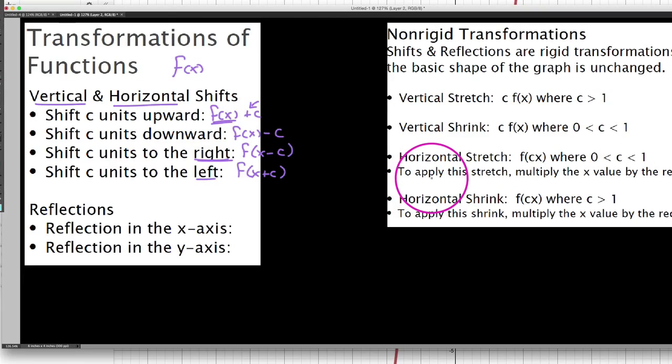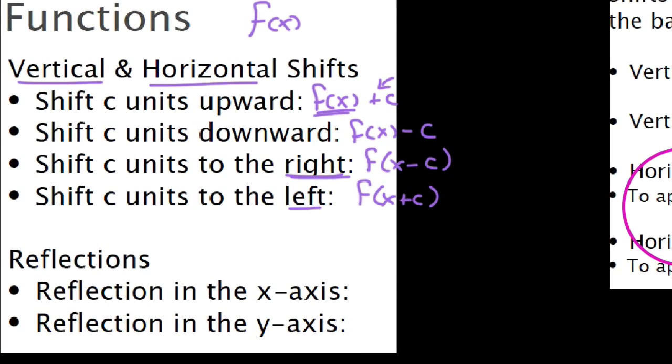So in terms of reflections, we just want to be really clear on the fact that if you want a reflection in the x-axis, we're really looking to make all of our y values negative. And if you want a reflection in the y-axis, we're going to take all of our x values and make them the opposite of what they were.